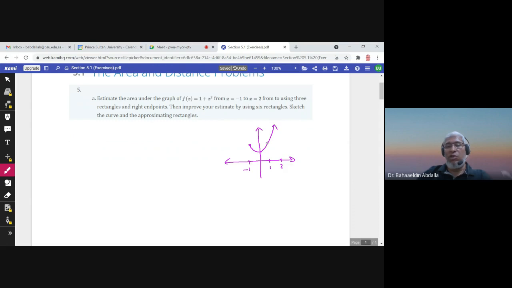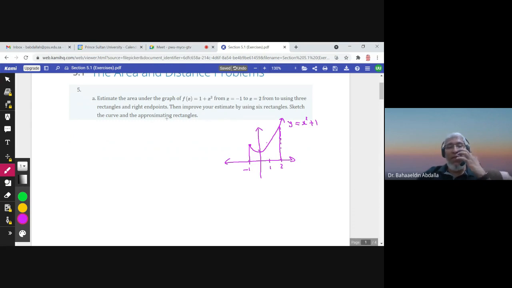At 2, it should be 5. So this is 2, 3, 4. Let us say 5 here. Okay. So he needs the area of this region between negative 1 and 2. This is the function y equals x squared plus 1.